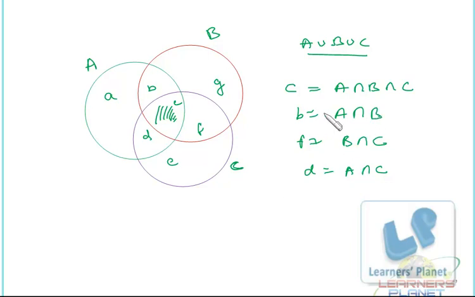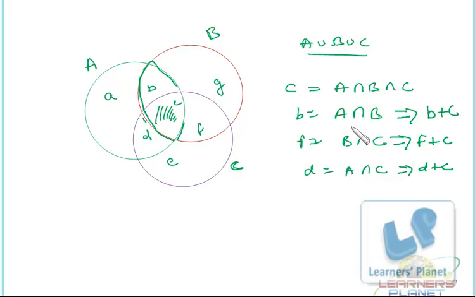Now friends, while we write like this, A intersection B is actually this complete area, the complete overlap of the two circles. And B is just this portion, right? So B is actually part of A intersection B, but apart from that C is also a part. So A intersection B is not only B, but it is B plus C. Similarly, B intersection C is not only F but also C, right? So it is F plus C. Similarly, A intersection C, the intersection of this circle and this circle, is D and C both.